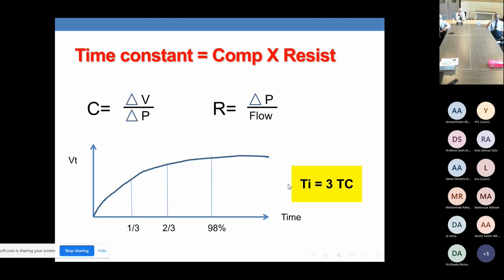So what is the time constant? The time constant is the product of compliance multiplied by resistance. So as we said, the lung compliance and the airway resistance. And this is the way of calculation. This can be calculated with the new ventilators. So compliance multiplied by resistance multiplied by 3, you get 3 time constants, which is the inspiratory time. Now we don't need to calculate it; you just see it in the graph, as we will describe now, and you will know whether this is enough inspiratory time or really short or long.